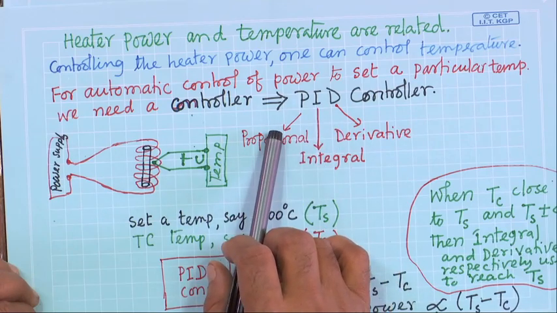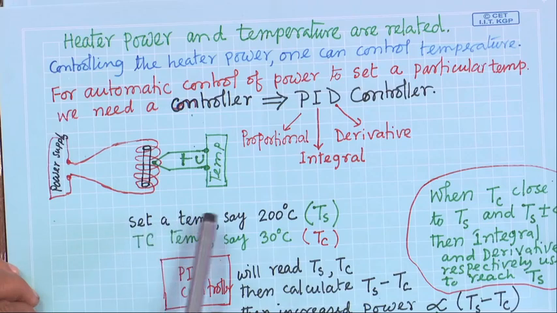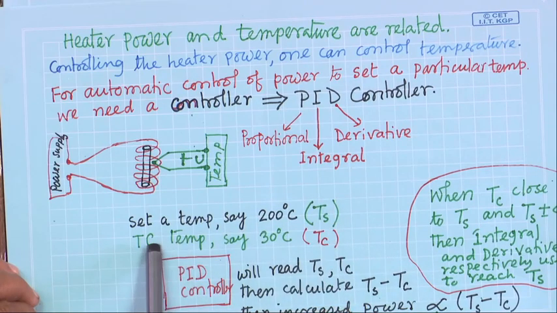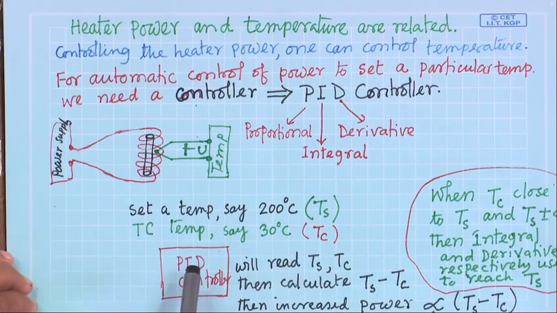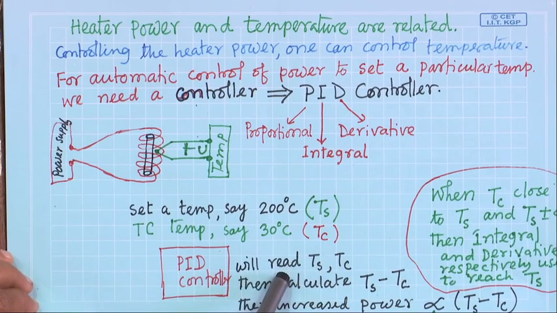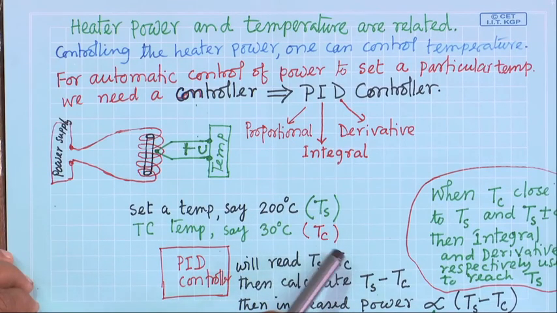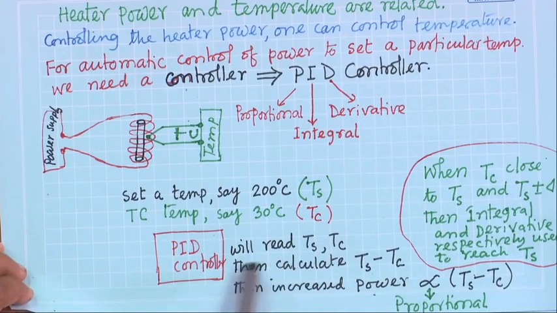What arrangement should it have? Say I set a temperature, I want to get 200 degree centigrade. This is the set temperature TS, and the thermocouple temperature at the beginning is, say, 30 degree centigrade. We call the thermocouple temperature TC. So this PID controller will read TS, whatever we have set, and then read TC from the thermocouple.